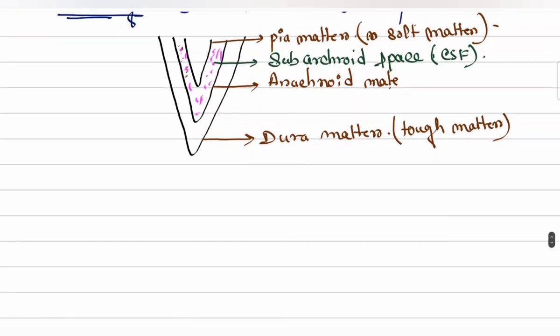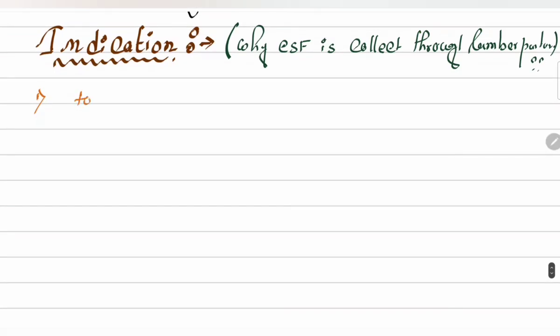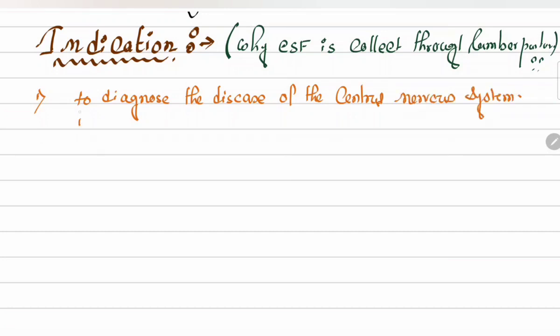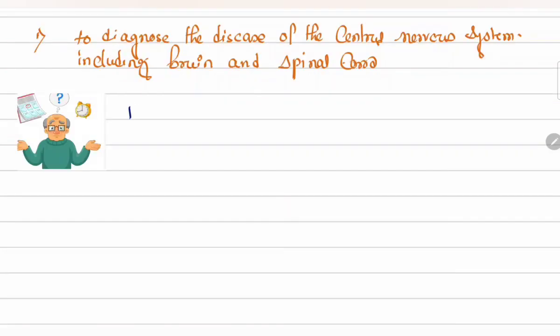Next, I discuss why CSF is collected through the lumbar puncture, or the indications of lumbar puncture. First, to diagnose diseases of the central nervous system, including brain and spinal cord. So by collecting CSF and doing laboratory findings, we can diagnose various disease conditions of the brain and spinal cord in our central nervous system. And among these diseases, the most important is dementia.